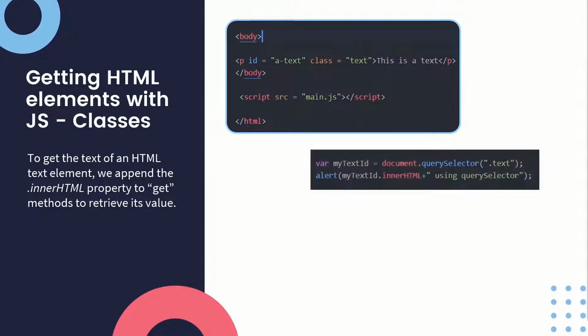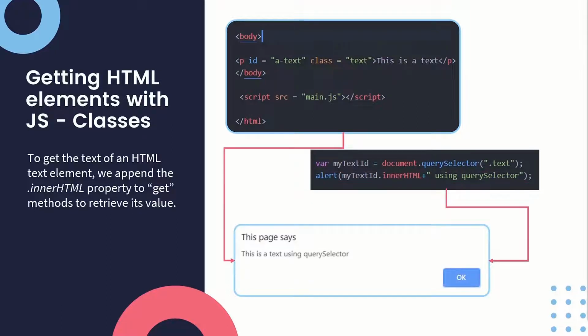Okay, now let's have a look at our JS code. We create a variable first of all called myTextID, which equals document.querySelector. Now take note here, the parameter that we are passing in is actually a string value that says .text. If you remember correctly, in CSS, when we reference any class, we reference it using a full stop, whatever the name of that class is, okay? And then essentially we just alert that to the screen, and we concatenate that using query selector, and our output when we alert is "this is a text using query selector".